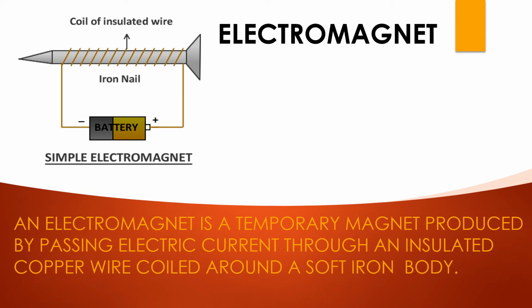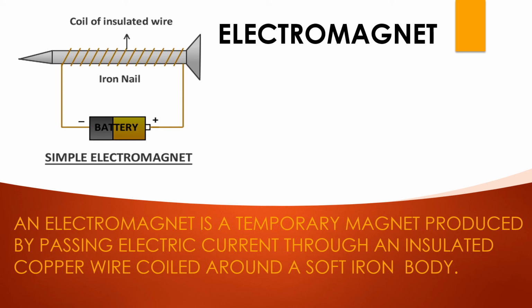Electromagnet. What is an electromagnet? An electromagnet is a temporary magnet, and you can make this magnet by passing electric current through an insulated copper wire coiled around a soft iron body. Now, what does it actually mean? You can do this experiment at home. Suppose you want to make a magnet and you have an iron nail, battery, and wire. By this, you can make an electromagnet.